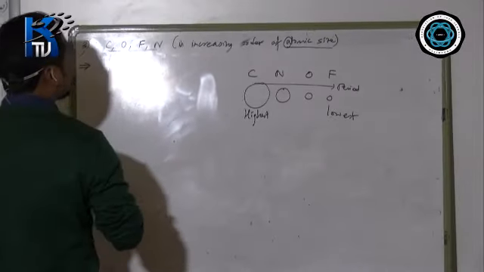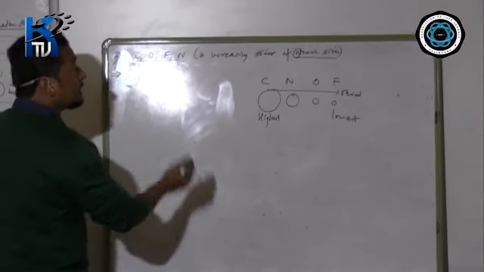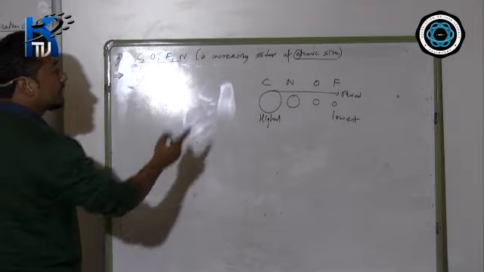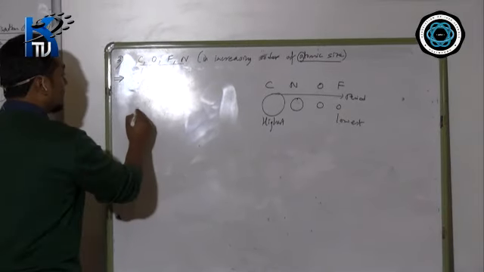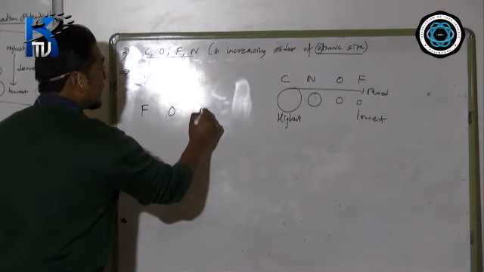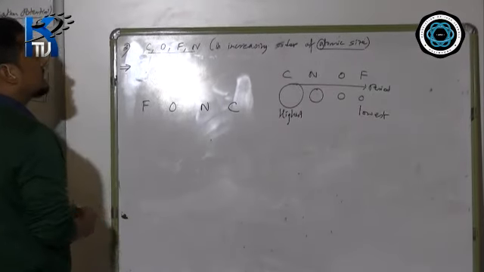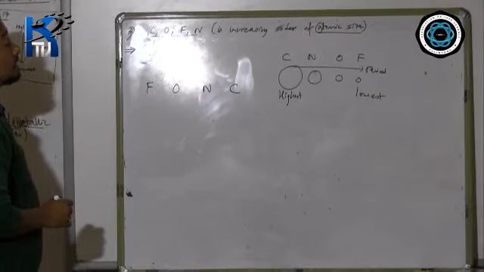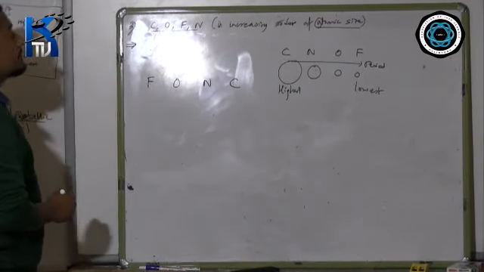Now let us arrange. Increasing order means lowest to highest. Lowest to highest. So who has the lowest? Fluorine. More than that, oxygen. More than that, nitrogen. More than that, carbon. So carbon has the highest atomic size.